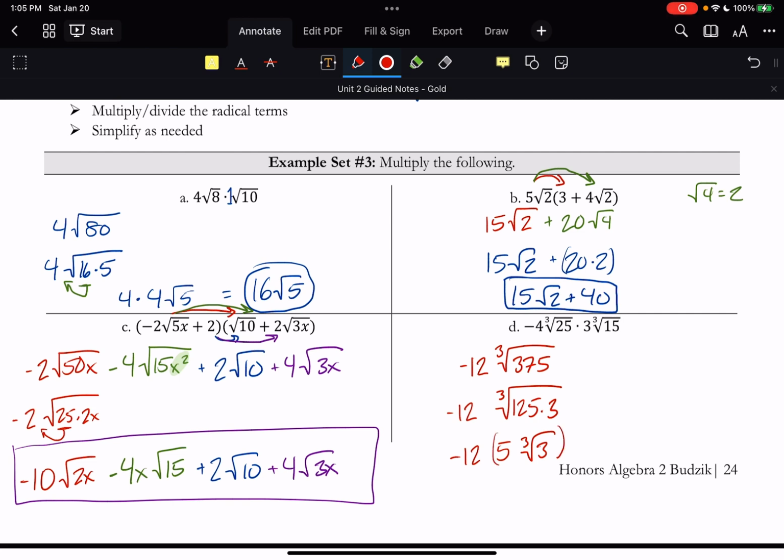And so when I multiply, negative 12 times 5 gets me my final answer of negative 60 times the cube root of 3. So again, with multiplying, just remember you can combine even when they're not the same.